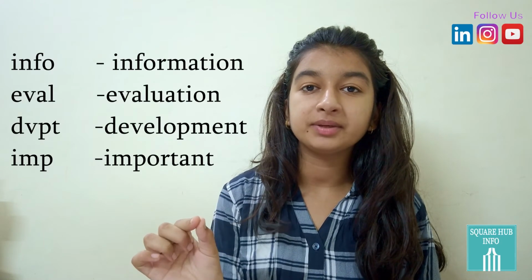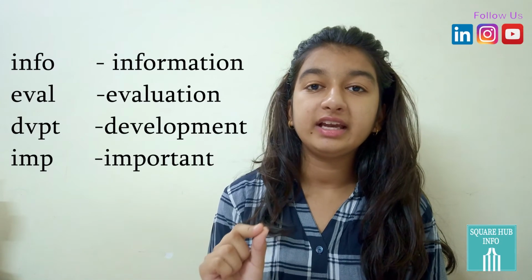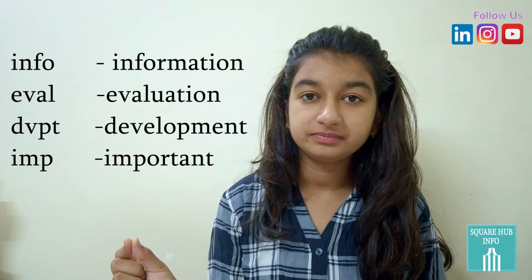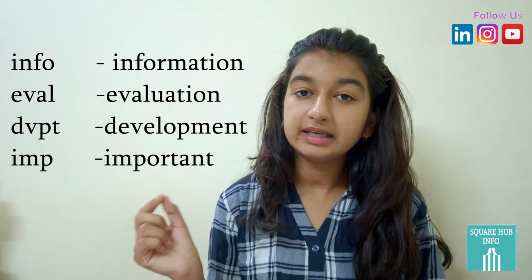Abbreviations are short forms like I and P for important, EVAL for evaluation, DVPT for development, like this. And some symbols also we can use for effective writing, like we can write plus for positive or plus sign, we can write minus for negative or minus sign, we can write slash for and or.